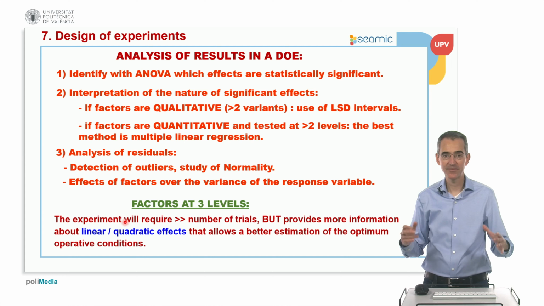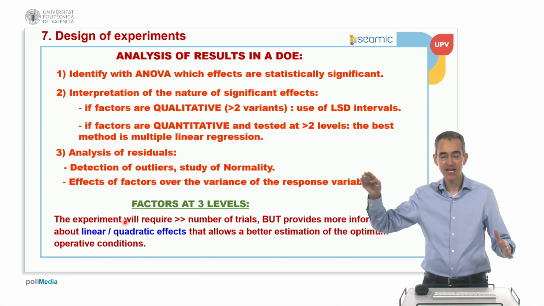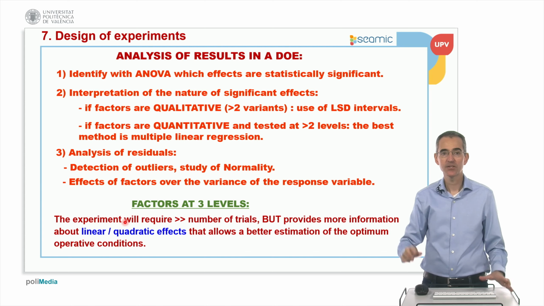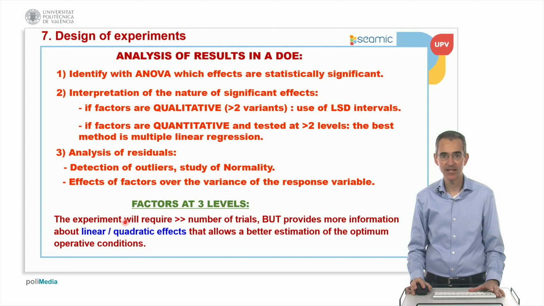So if we have one effect that we suspect may have a quadratic effect, like a curve, something like this, it's better to work with factors at 3 levels. So it allows a better estimation of the optimum.